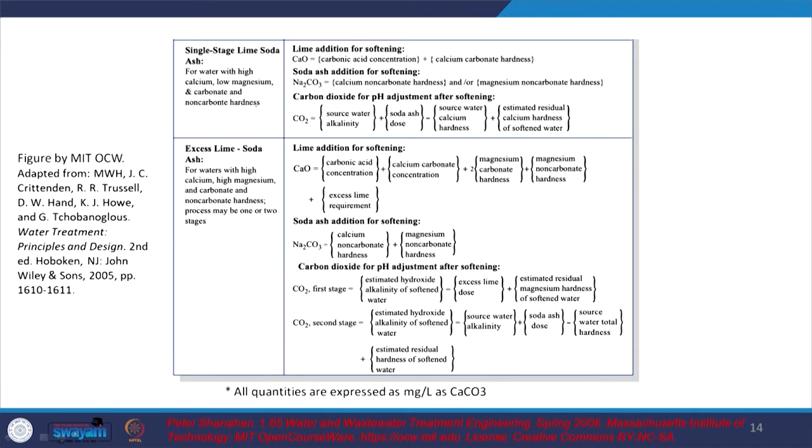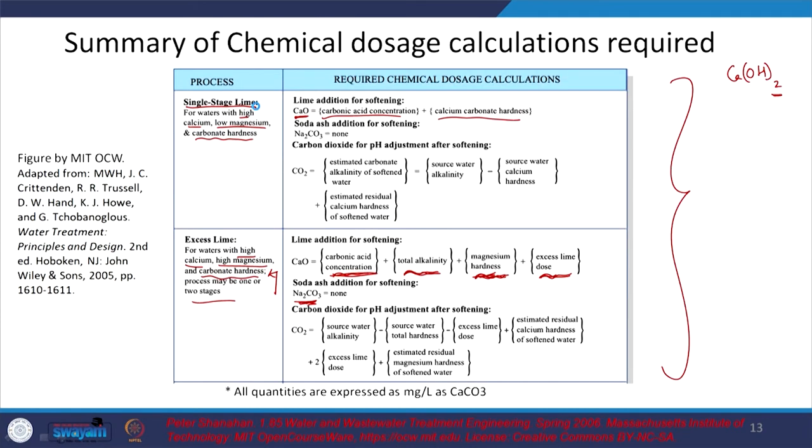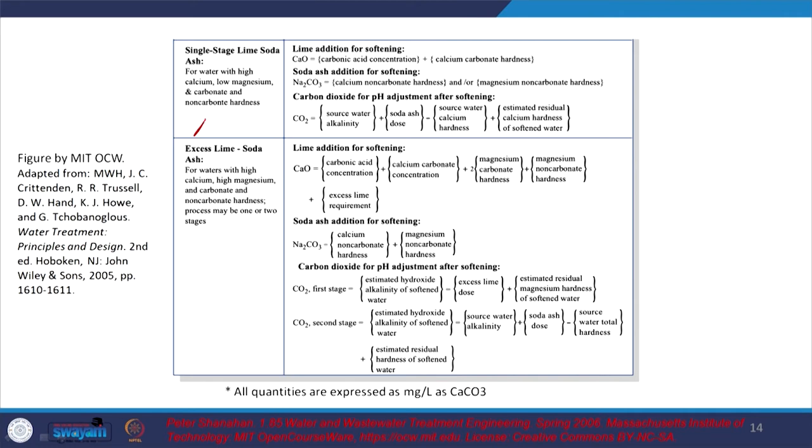Same case here, single stage lime soda. This was just single stage lime, this is excess lime. So single stage lime soda. Here we are also adding soda. One set of lime, or fraction of lime, to remove the carbonic acid, the other for removing the calcium carbonate hardness. Then Na2CO3 for removing the calcium non-carbonate hardness and or magnesium non-carbonate hardness. Again, this is getting repetitive, but this is one way for you to look at it.